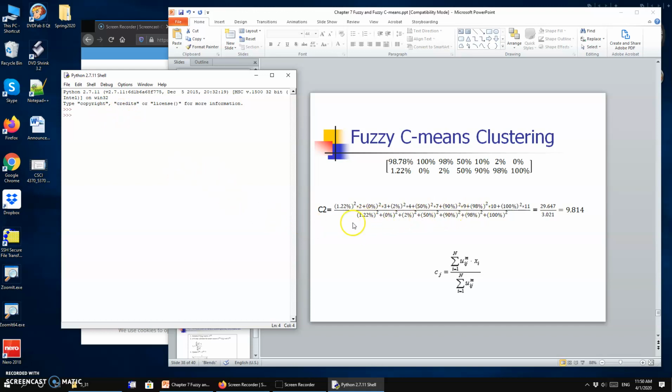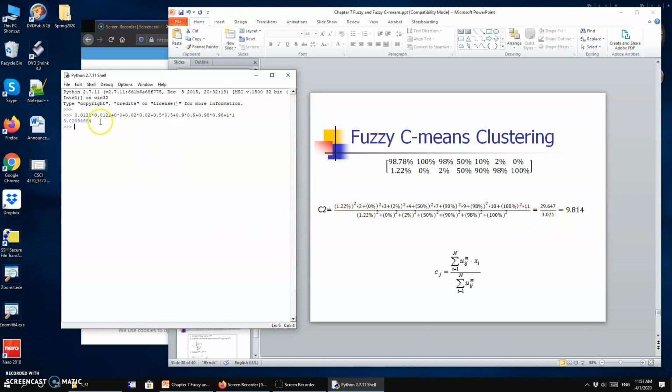So if I'm going to, for example, calculate the denominators, I can simply use 0.0122, which is that value of 1.22%. And because it's squared, we can use the sqrt function, but for simplicity, we can just type it one more time. So 0 times 0, plus 2%, 0.02 times 0.02, plus 50%, 0.5 multiply 0.5, plus 0.9 multiply 0.9, plus 0.98 multiply 0.98, plus 1 multiply 1, and we will be able to get the value for the denominators.